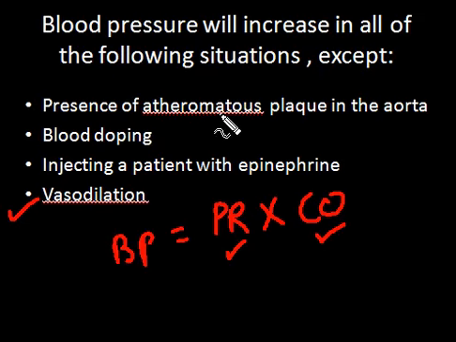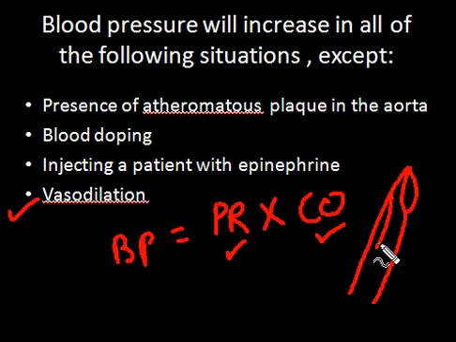Now, presence of an atheromatous plaque in the aorta will increase peripheral resistance, because imagine if this is the aorta and this is the normal size and you have a plaque up here. So now the caliber, the lumen of the aorta is narrowed, which means blood will flow through and the pressure will increase because the resistance from the aorta is increased. So this will cause an increase in peripheral resistance. So in this case, the blood pressure will increase.